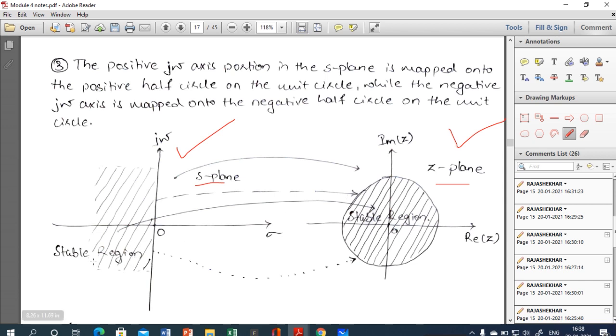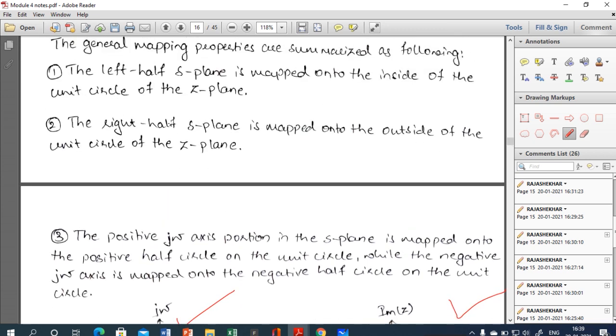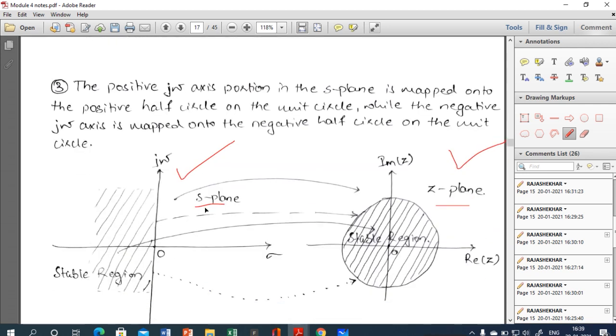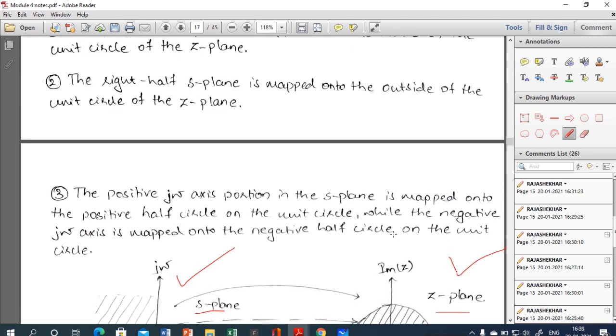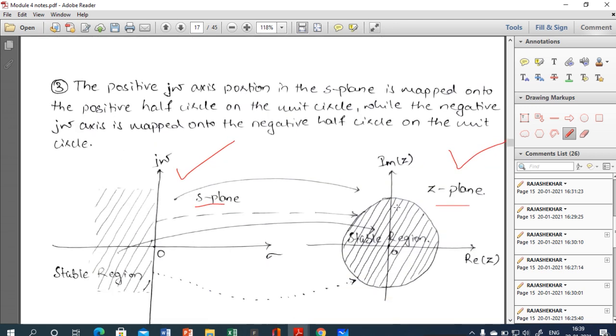So now from this I can say that according to the first point, the left of the S plane is nothing but the shaded portion of this stable region, which is said: the left of the S plane is mapped onto the inside of the unit circle of the Z plane. Means in the S plane this part is nothing but this one. And in the second point, the right of the S plane is mapped outside the unit circle. So this is the unit circle, and this right part of the S plane is nothing but outside the Z plane.